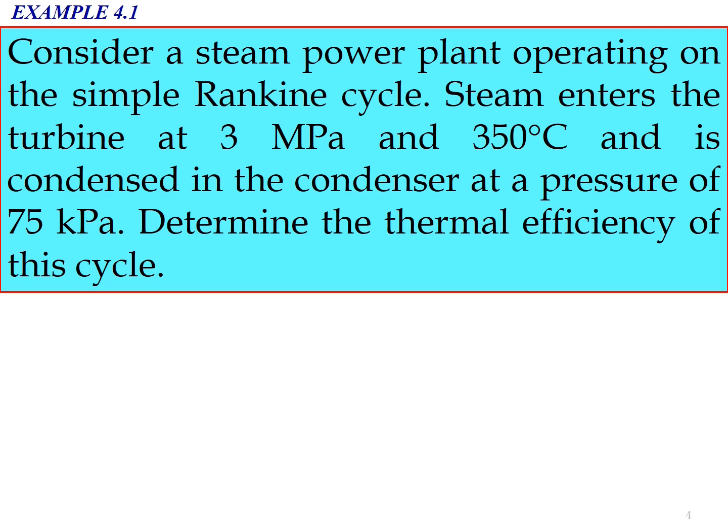So in terms of the data given, the condition at the inlet of the turbine, which is referred to as state number 3, we have P3 and also T3. It's condensed in the condenser at a pressure of 75 kilopascal, so the question also gives you the data in terms of pressure during the condensing process. So now you need to determine the thermal efficiency of this cycle.